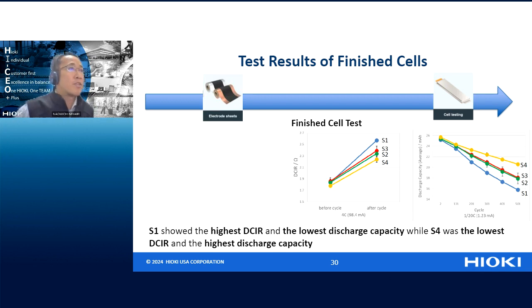So these are the test results. DCIR was plotted before and after cycling, and discharge capacity values were collected at a certain number of cycles. Sample S1 showed the highest DCIR and the lowest charge discharge capacity, while S4 had the lowest DCIR and the highest discharge capacity.